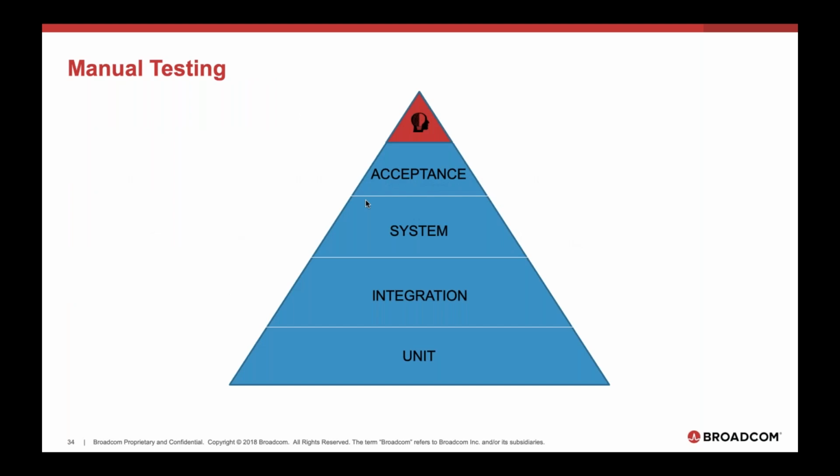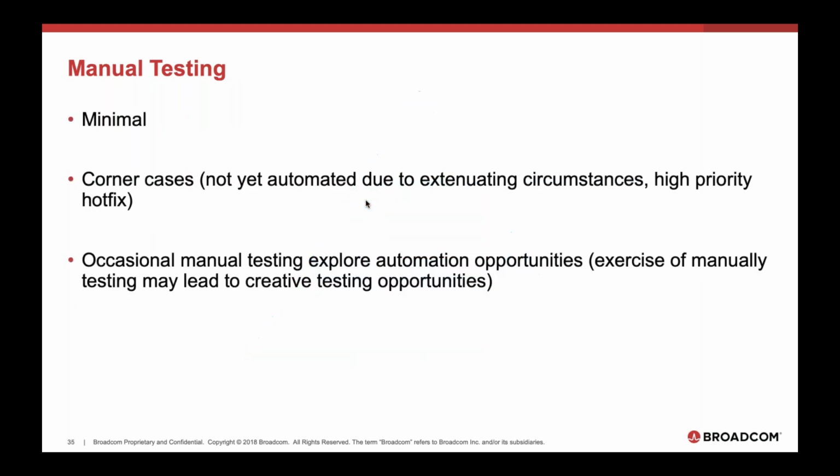Now, beyond acceptance testing, there's manual testing. Again, you want this to be minimal. This is actual folks sitting there in front of a keyboard and doing these tests manually. When is this appropriate? You might have some corner cases which were just so difficult to automate. Maybe there were some extenuating circumstances. Maybe it was a high priority hot fix. In those cases, you might need to manually test these corner cases.